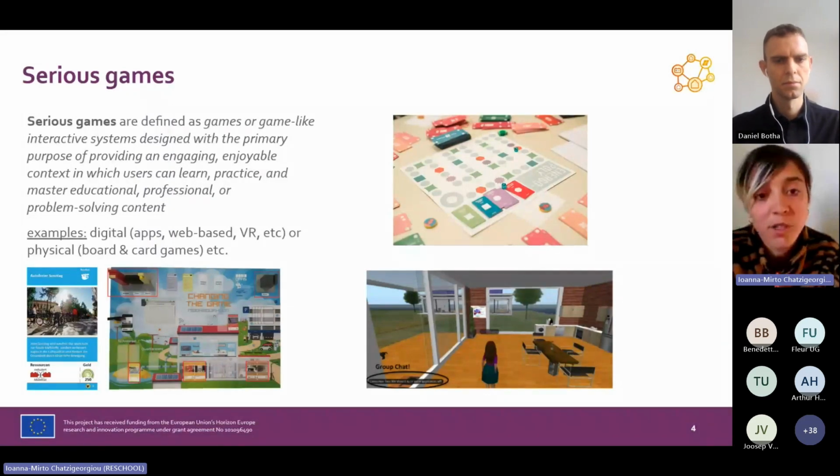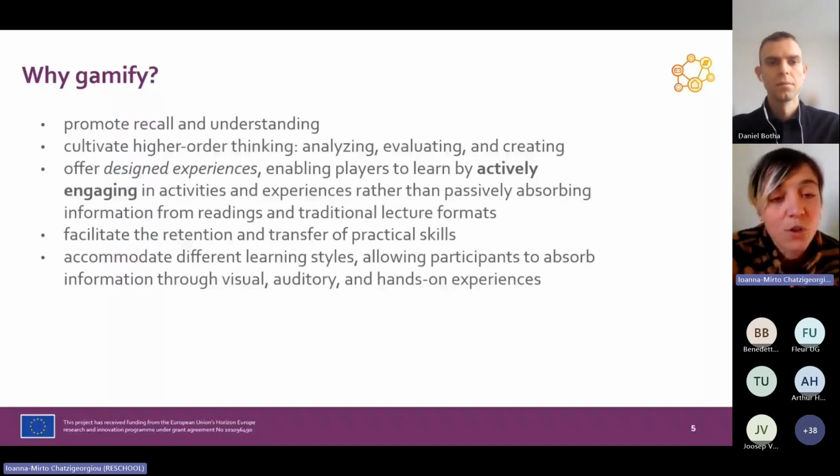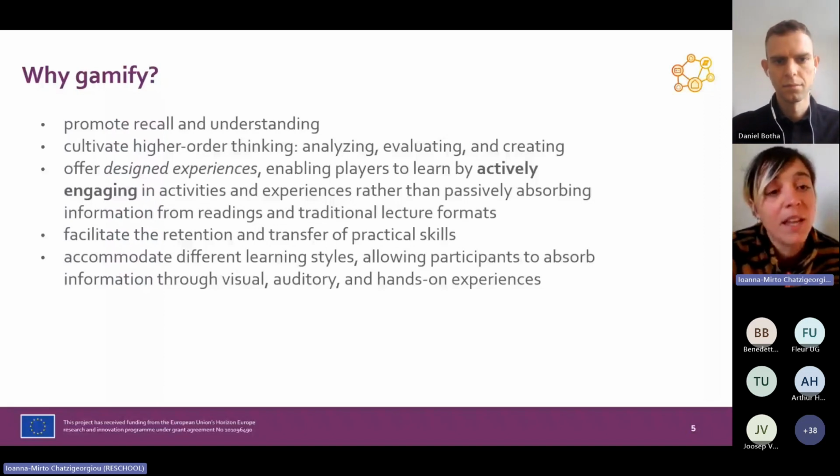The results of previous projects: why should we use gamification or serious games in our work with energy communities? Gamification has been proven to promote recall and understanding more than traditional learning methods, and to cultivate higher order thinking in Bloom's taxonomy. This means analyzing, evaluating, and creating. It can offer design experiences, which means it can enable players to learn by actively engaging in activities. It can also facilitate the retention and transfer of practical skills and accommodate different learning styles because it allows participants to absorb information through visual, auditory, and hands-on experiences.